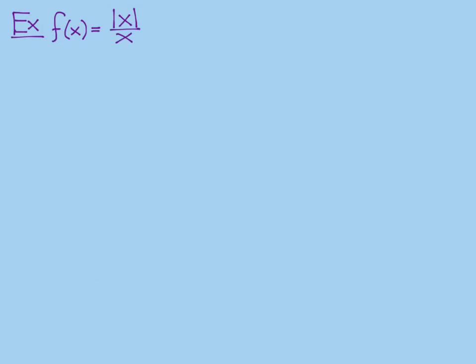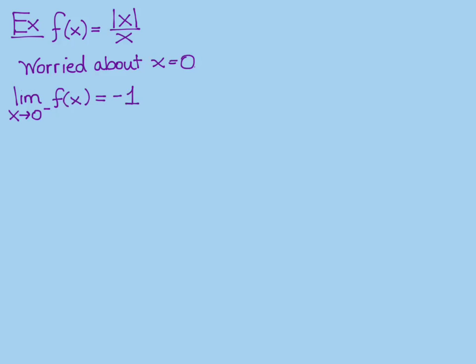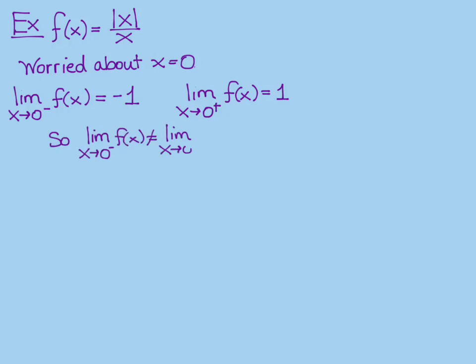Here's another example. F of x equals the absolute value of x over x. We're worried about x equals 0 because that would make the world explode. The denominator is 0. If we take the limit as x goes to 0 from below, we get negative 1. And if we take the limit as x goes to 0 from above, we get positive 1. This is an example that we've spent a lot of time looking at. So the limits from above and below don't agree, so we have a jump discontinuity at x equals 0.